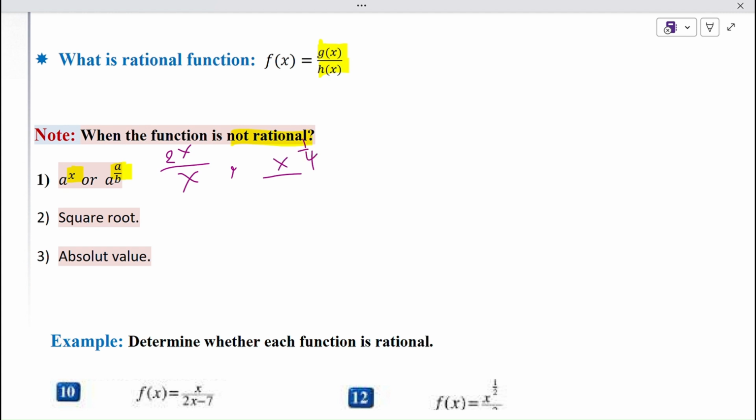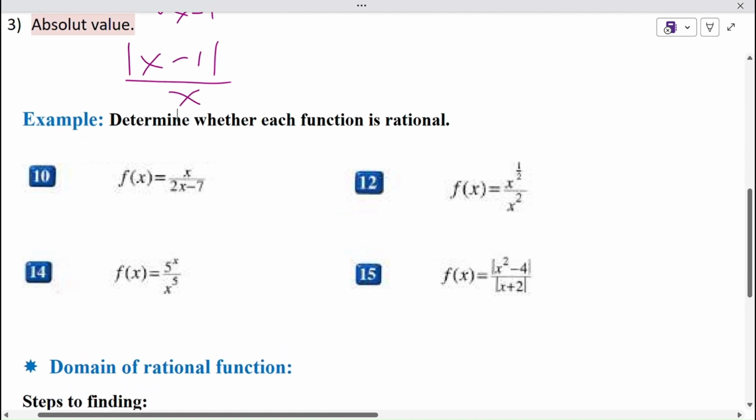What about square root? If you have a square root with a rational function, this is not rational. Look at this example: x over the square root of x minus 1 is not rational again. What about absolute value? If we have the absolute value of x minus 1 over x, this is not rational again. So if you have these 3 points in our function, this function is not rational. Let's solve these questions. This is all about your exercises.